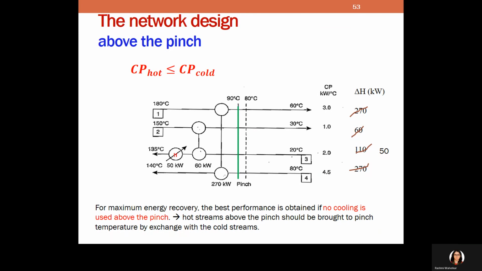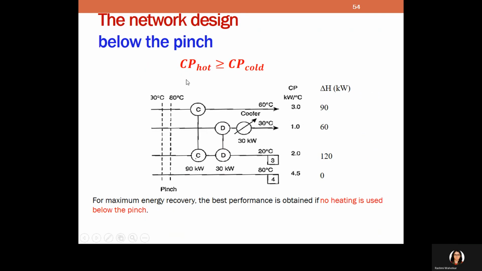Okay, we repeat the same process now below the pinch. Here the condition is CP hot should be greater than or equal to CP cold. Similarly, calculate your enthalpy first. This is the hot stream, so 90 minus 60 multiplied by 3, 90 minus 30 multiplied by 1, 80 minus 20 multiplied by 2, and 80 minus 80 is 0, so this is 0. So this stream doesn't have anything to exchange. CP hot greater than or equal to CP cold: which stream satisfies the condition? Hot is 3.